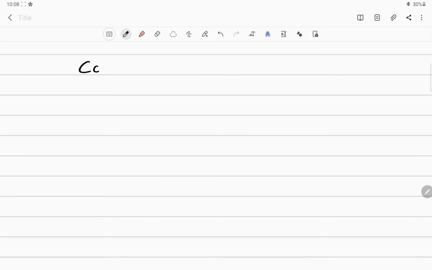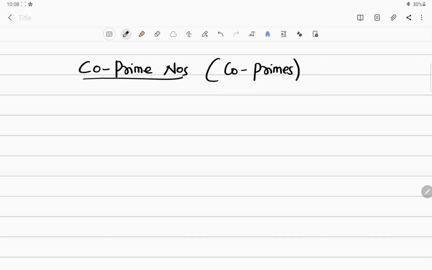What is the meaning of coprime numbers? Coprime numbers, and in short we can just call them coprimes also. Coprimes and coprime numbers are both the same.